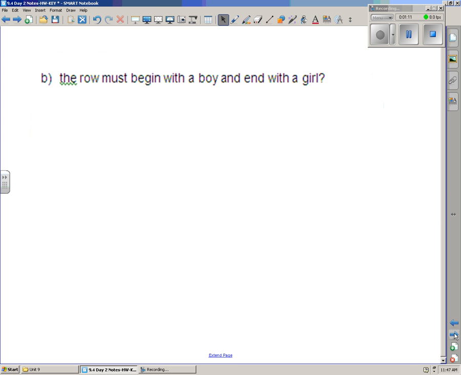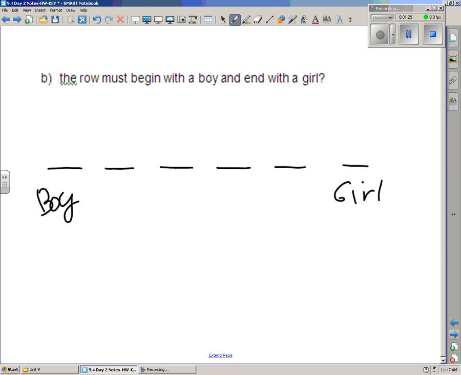Let's try this one. The row has to begin with a boy and has to end with a girl. So again, I've got restrictions now. There are 6 seats. There must be a boy in this seat, and there must be a girl in this seat. Well, in terms of the boys, I have 3 boys to choose from. Remember, these are people to choose from. I have 3 girls to choose from.